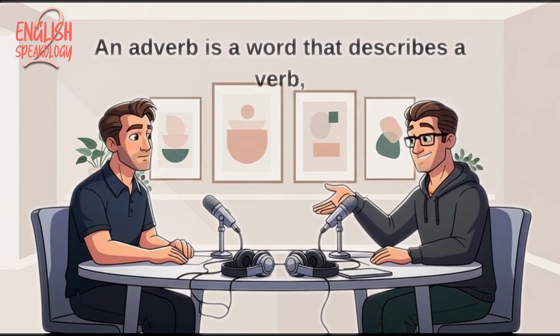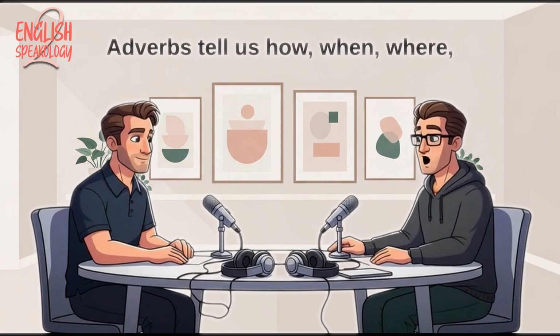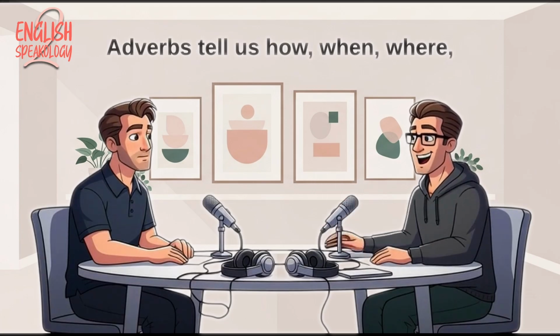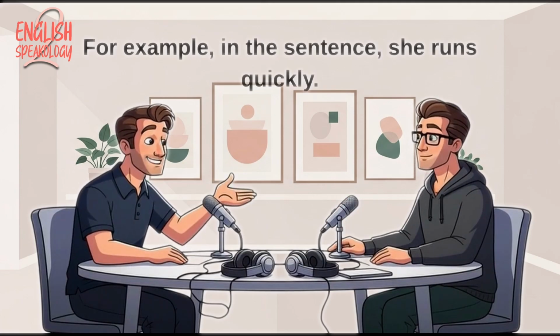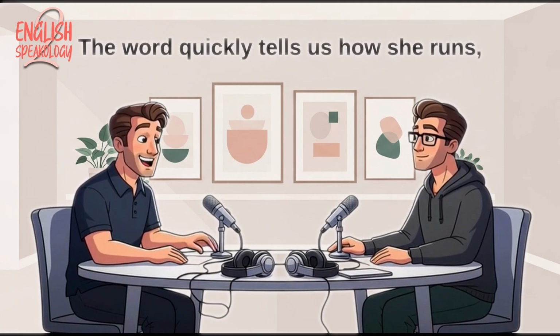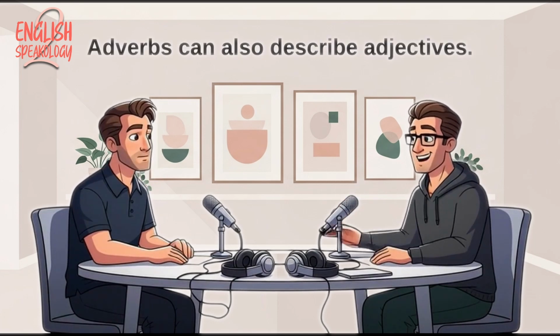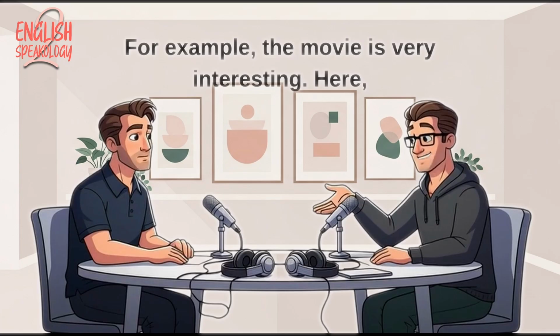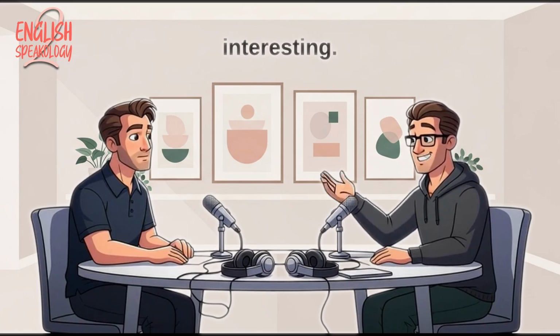An adverb is a word that describes a verb, an adjective, or another adverb. Adverbs tell us how, when, where, how often, or how much something happens. For example, in the sentence, she runs quickly. The word quickly tells us how she runs, so it's an adverb. Adverbs can also describe adjectives. For example, the movie is very interesting. Here, very is an adverb modifying the adjective interesting.